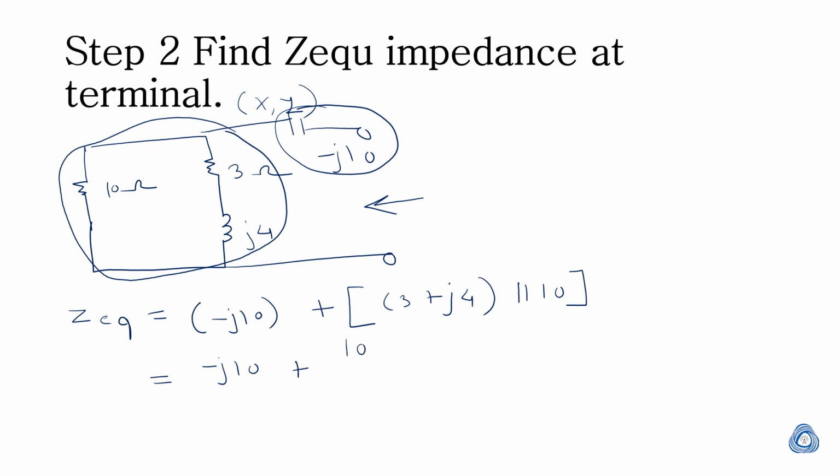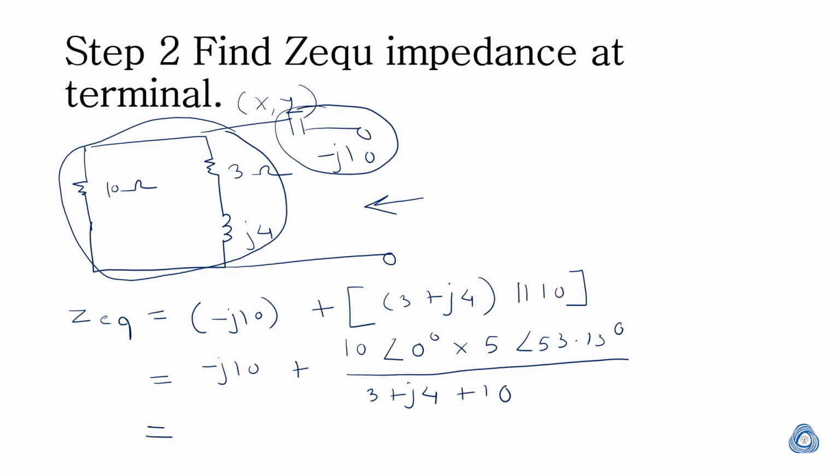So this is minus J10 plus 10 at 0 degree times 5 angle 53.13 degree divided by 3 plus J4 plus 10. So we solve this. It is minus J10 plus 50 angle 53.13 divided by 13.6 angle 17.1.